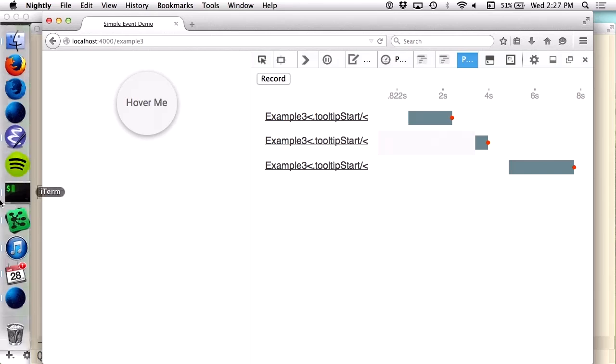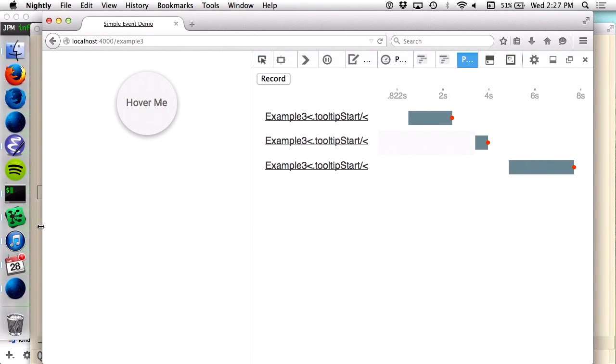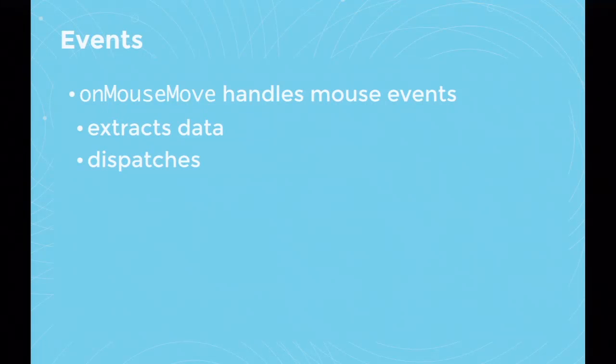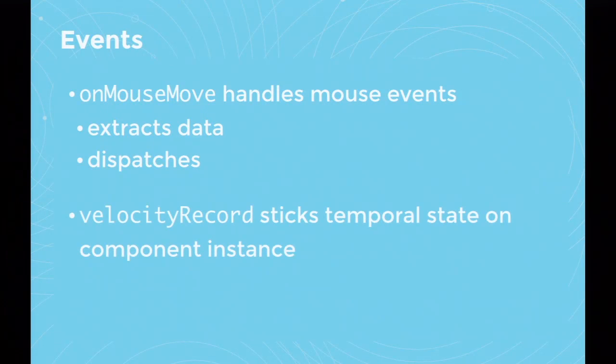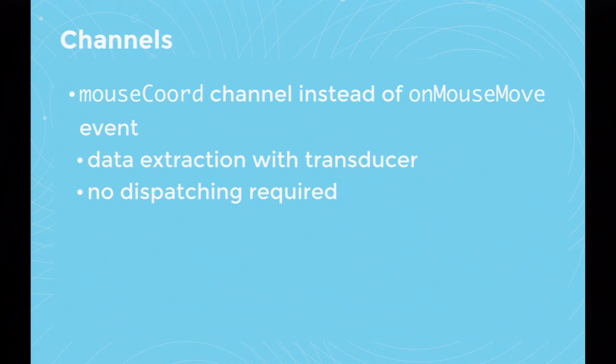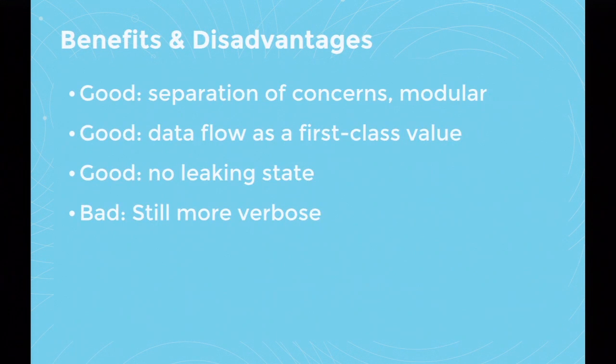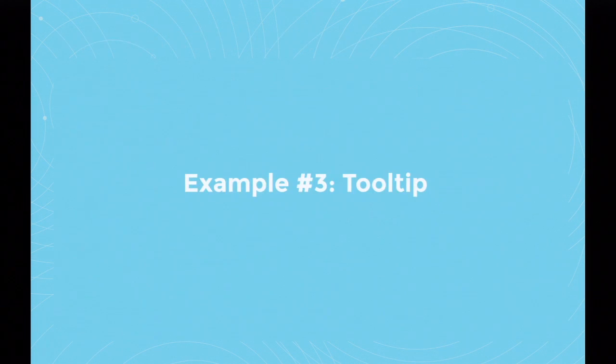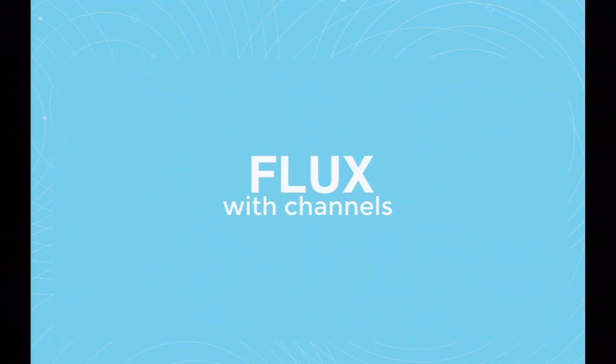Can you switch to my slides again? Thanks. Okay. So we talked about how there's state in the event handling code and all that sort of stuff. So there's good separation of concerns. Data flow as a first-class value. It's still a little bit more verbose. Oh, I'm sorry. That was actually for the second example. So we're going to run into Flux.